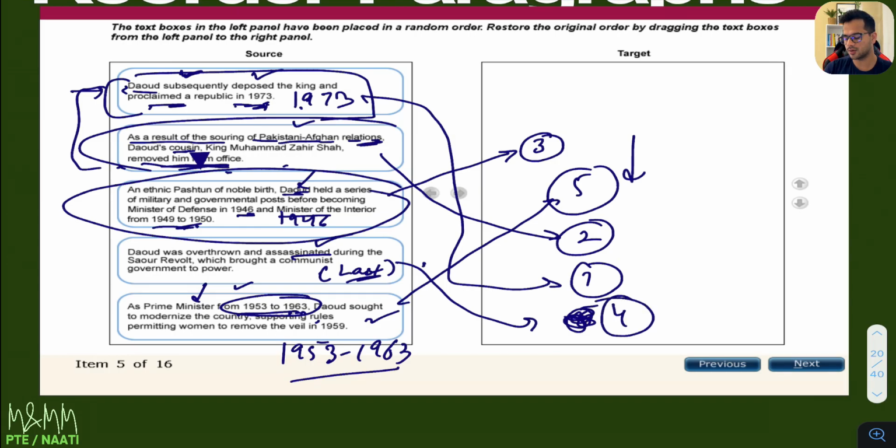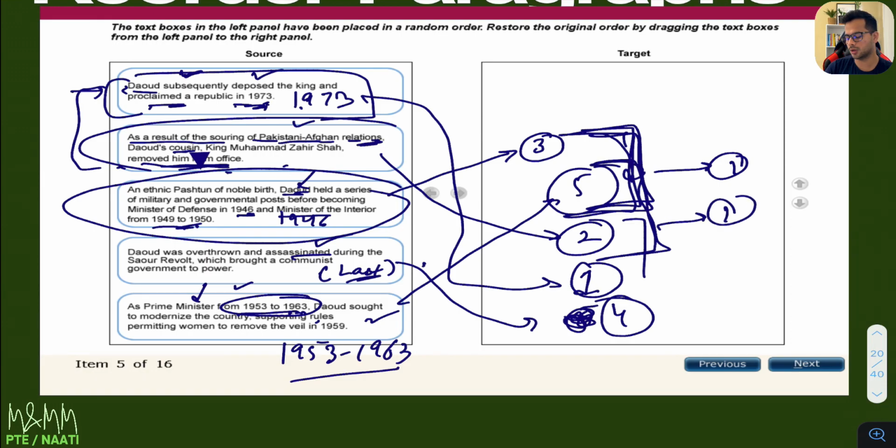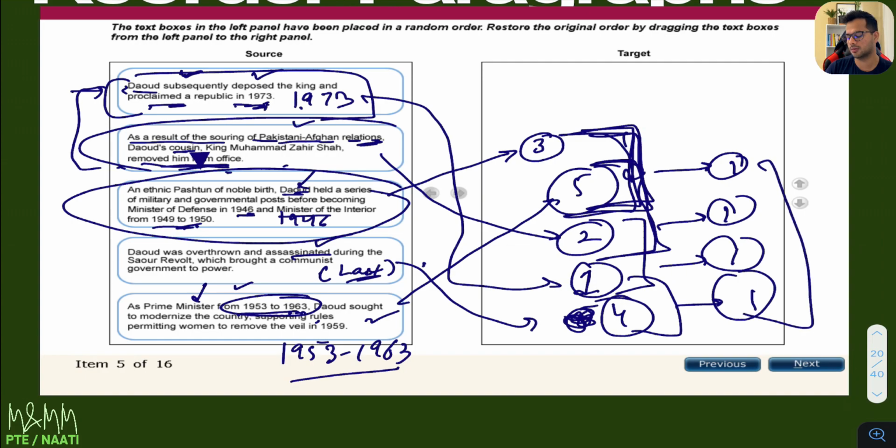So this is my right sequence, 3, 5, 2, 1 and 4, and the way I would be getting my pairs would be, if you put 3 and 5 sentence together, it should form one pair. 5 and 2 together would make another pair. 2 and 1 would make another pair. 1 and 4 would make another pair. So in total, out of 4 sentences, I would be getting 4 pairs right. So this is how you would be doing reorder paragraph.